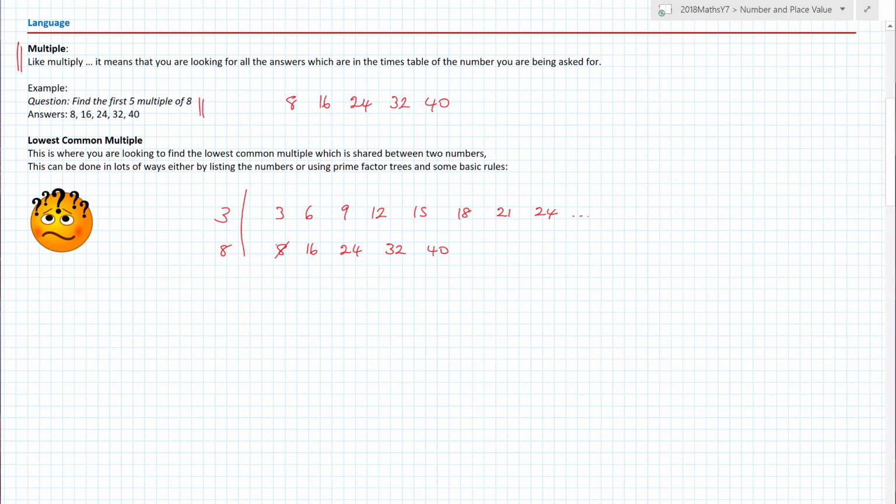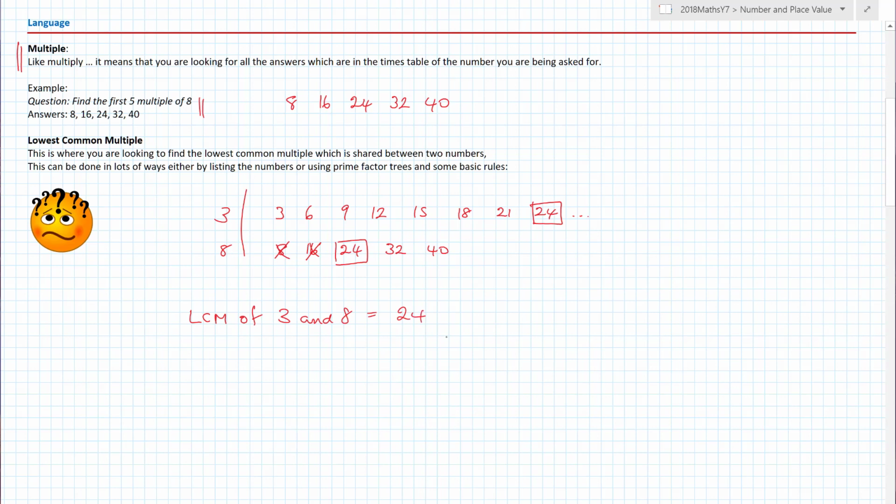Well, they don't have 8 in common. They certainly don't have 16 in common. Oh, hello. There is 24. So because that is the lowest number in their times tables, we can say that the lowest common multiple of 3 and 8 is equal to 24.